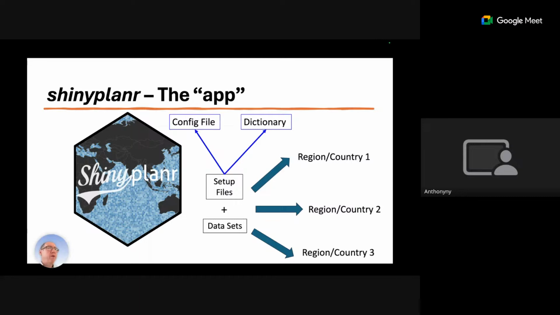And in that config file, we can choose different objective functions. We can choose, do we want to include climate change, and how do we do that? So we can then just push a button and generate an app.